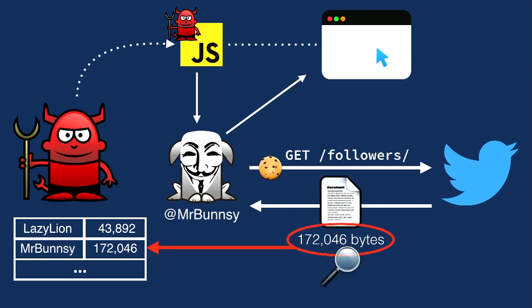Then the attacker can try to find out the resource size, so exposing the cross-origin resource size. And if he knows it, he can associate the resource size with an entry he found in his table, and then reveal the identity of Mr. Bunzi.